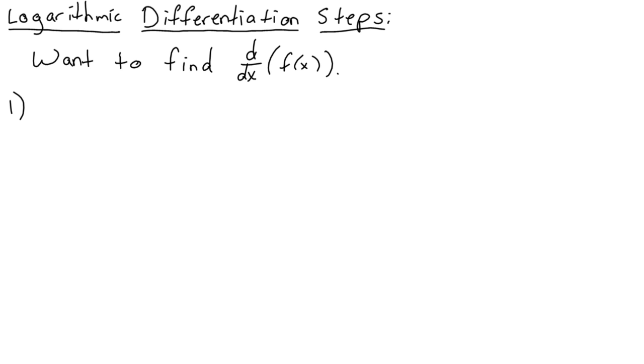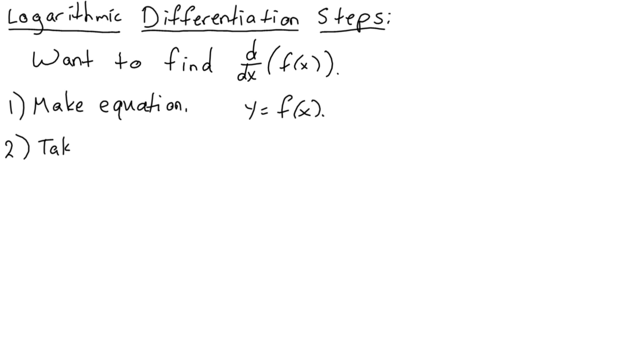So step 1 is we make this an equation. You always have to have an equation because we want to do the same thing to both sides. So we always make an equation, by which I mean y equals f of x. You just let y equal whatever you're differentiating. So if I'm differentiating cosine x, I would let y equal cosine x, like that. Now what I want to do is take the natural log of both sides.